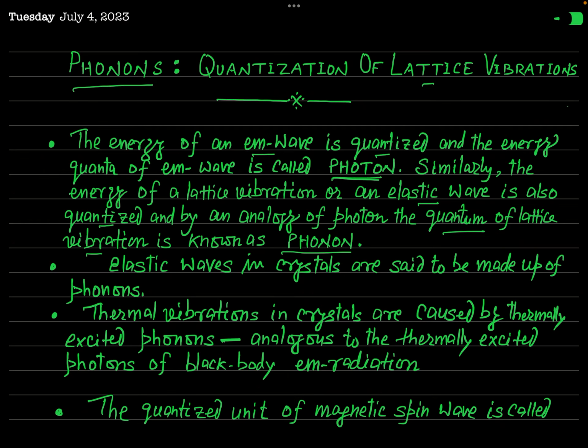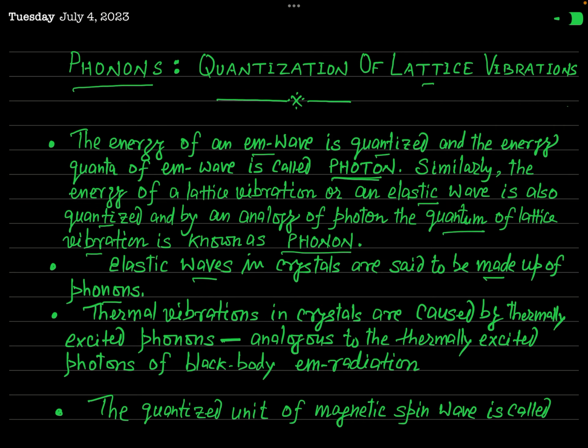And as you say that electromagnetic radiation is made up of photons, on the same line, you can say that the elastic waves in crystals are made up of phonons. When you say an elastic wave is traveling, that means a stream of phonons is traveling. This is actually the quantum behavior of elastic wave. In fact, all types of lattice vibration in crystals comprise phonons.